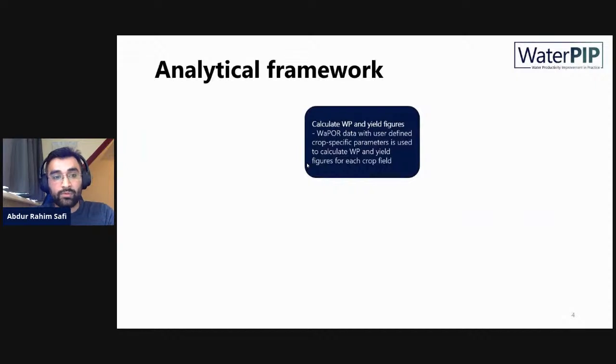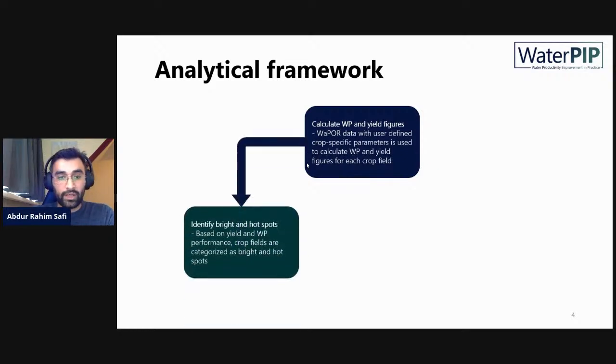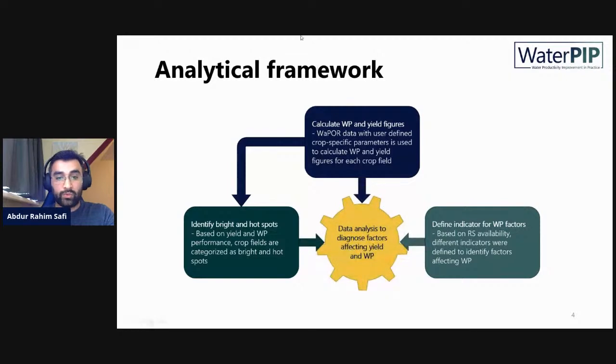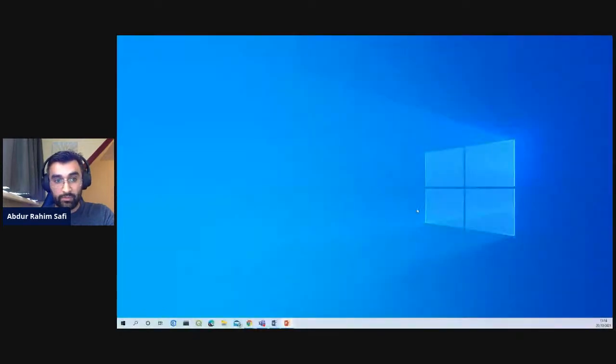The first part of the framework is to calculate water productivity and yield figures for each crop field. The second is to identify bright and hot spots. Bright spots means the crop fields that are producing more crop production for less water consumption, and the hot spots are vice versa. And the third step is to identify certain water productivity factors, particularly those that can be identified with remote sensing data. And finally, to do factor analysis.